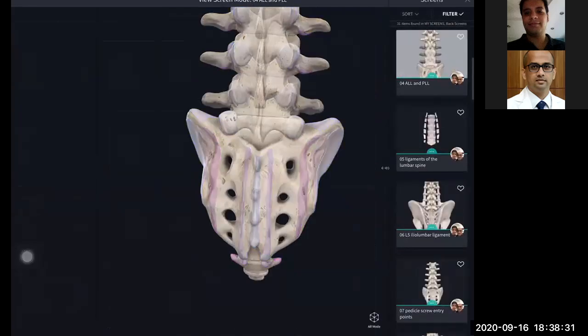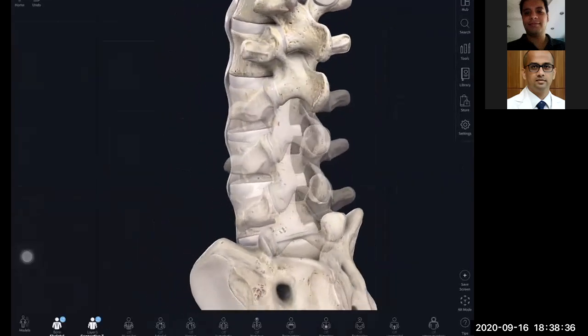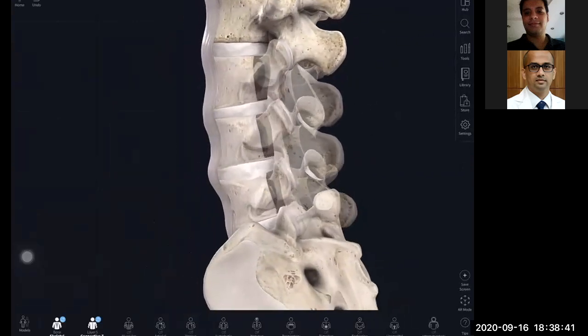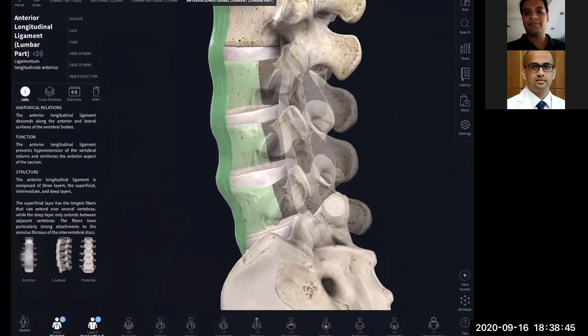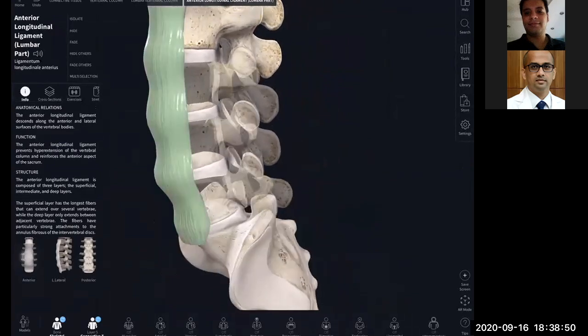Then the ligaments of the lumbar spine. So here in this model, you can see three strong ligamentous structures that hold the spine together. So this is the ALL. ALL is a very broad sheet of connective tissue that runs in front of the spine. It's very, very large. You can see how big it is.